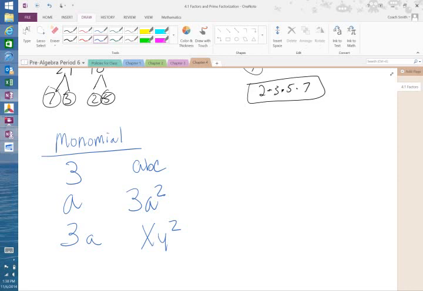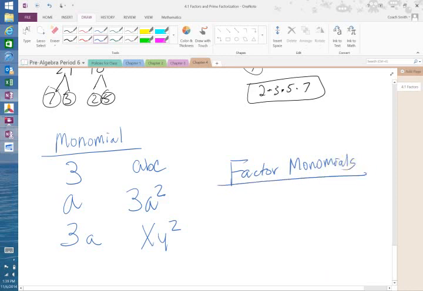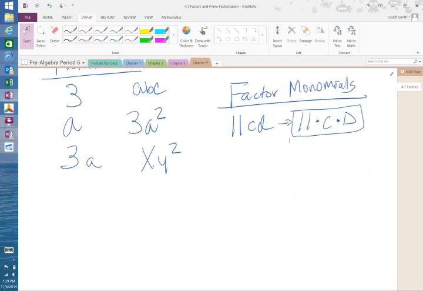Now, if I'm going to factor monomials, the first one is an easy one. 11 times C times D. That's what I would write. 11 times C times D. That is a monomial factored. You're just taking them down to their prime factored state.